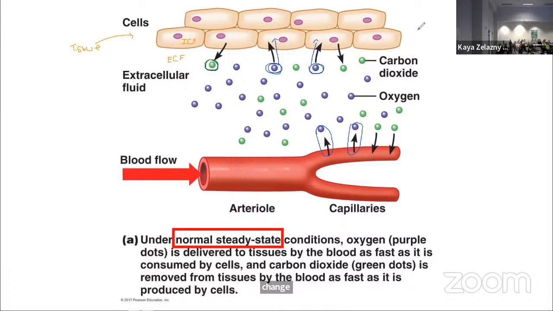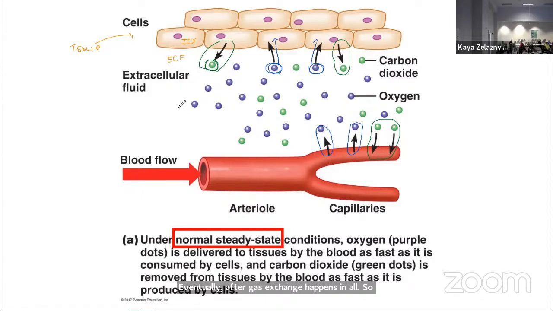Same thing is happening on the carbon dioxide side, right? So we're giving off our carbon dioxide as a waste product. We got one over here and one over on the other side. And ultimately, they are then going into our capillaries, getting swept away, and then you're going to breathe them out eventually after gas exchange happens in the lungs. So that's the steady state condition.